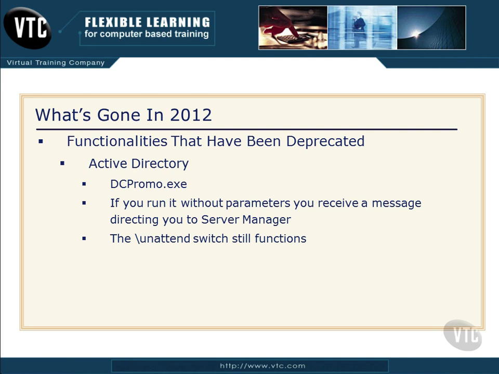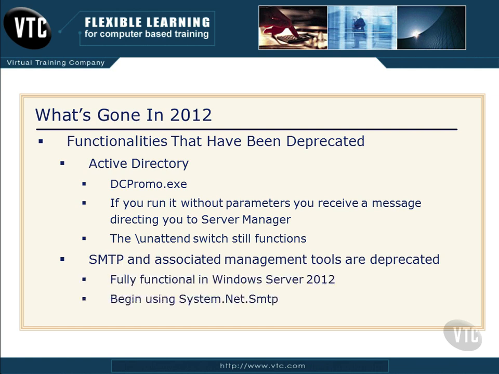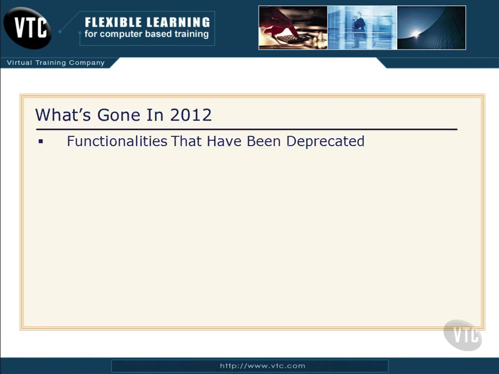However, if you use the /unattend switch, it still functions just like it always did. But do understand you're losing DCPromo in the near future. Really what you're going to do now is simply add Active Directory Domain Services as a role in Server Manager. SMTP and associated management tools are deprecated. These things are still fully functional in Windows Server 2012, but Microsoft's warning you, hey, go ahead and make friends with System.Net.Mail. Some of you developer types will recognize that as a .NET Framework namespace and class, so that's more for the developer types.